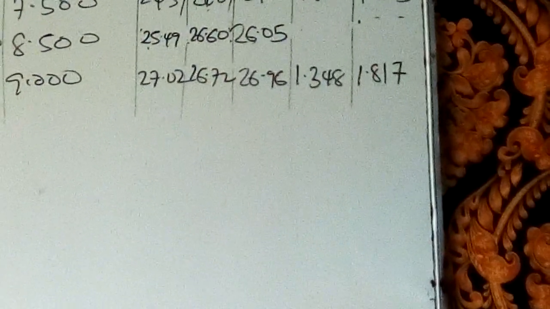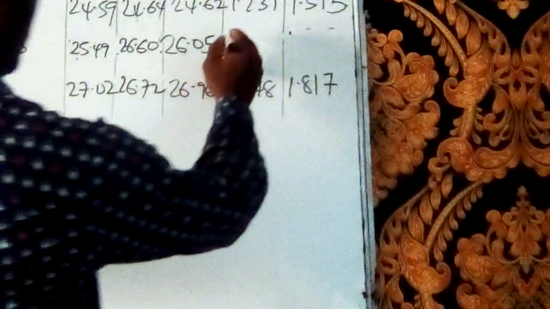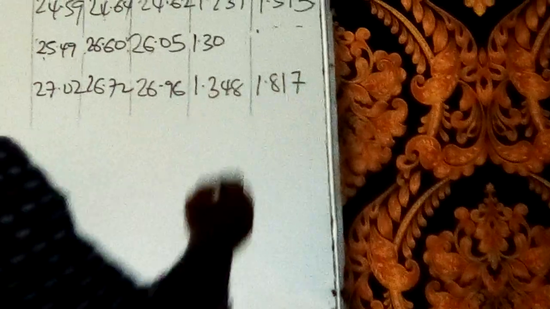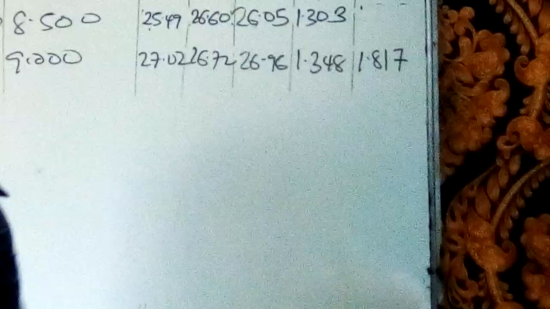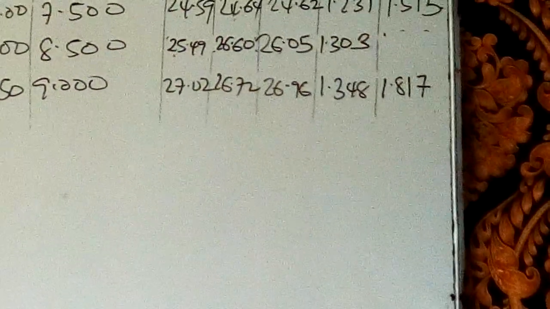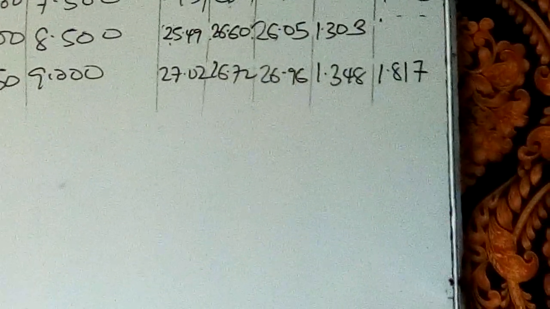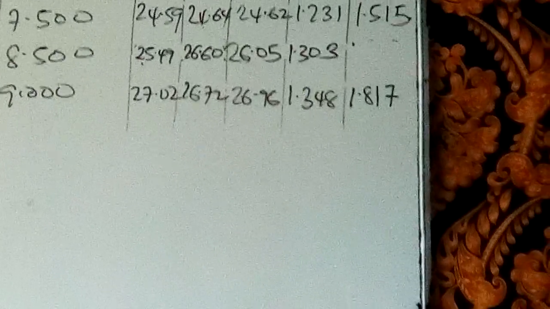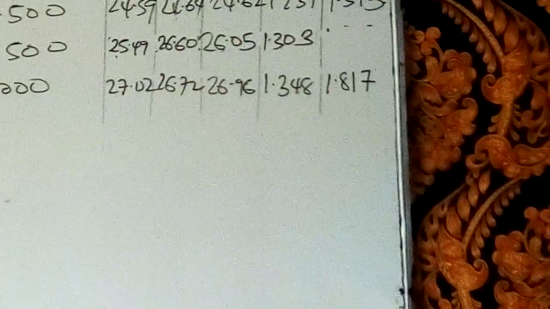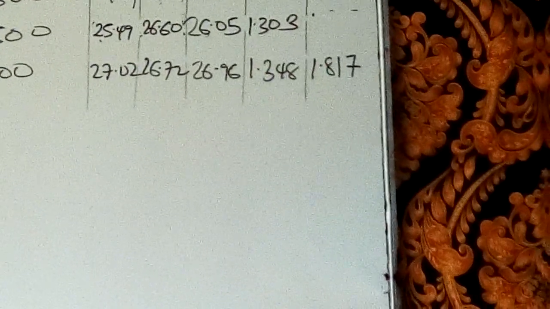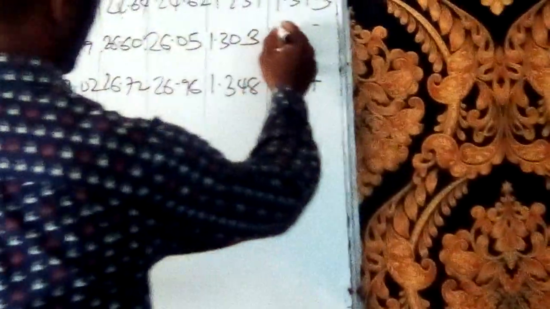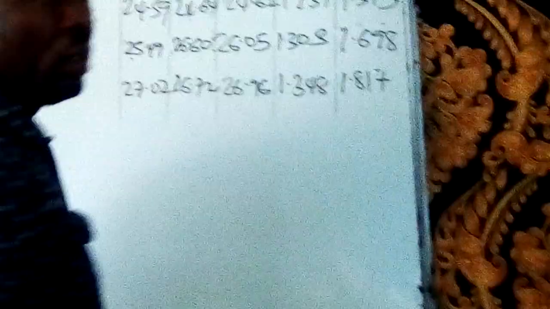1.303. Then you square this value. 1.698. Still okay. So this is the value we generated.